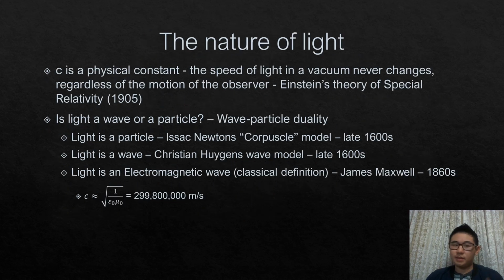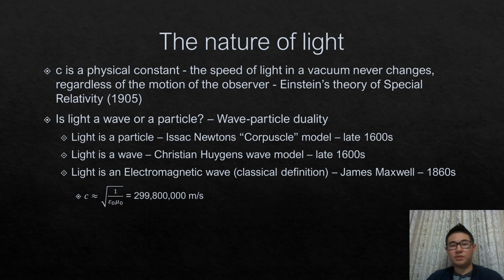So, as I said, c is a physical constant. The speed of light in a vacuum never changes regardless of the motion of the observer. And this is sort of discussed in Einstein's theory of special relativity. In special relativity, it's time and space that can vary, and the speed of light is the one that stays the same.